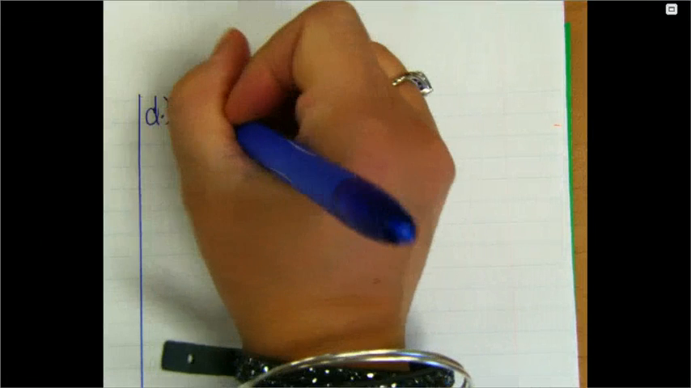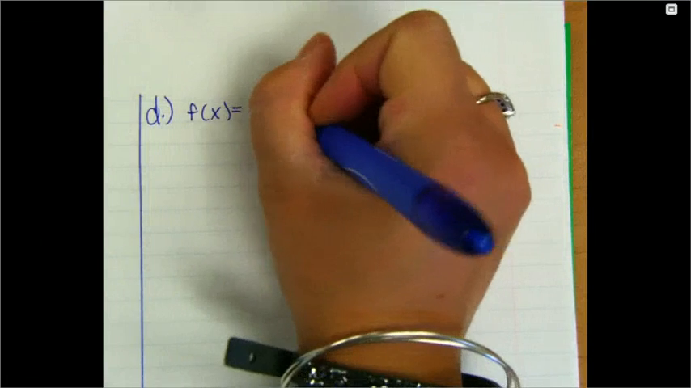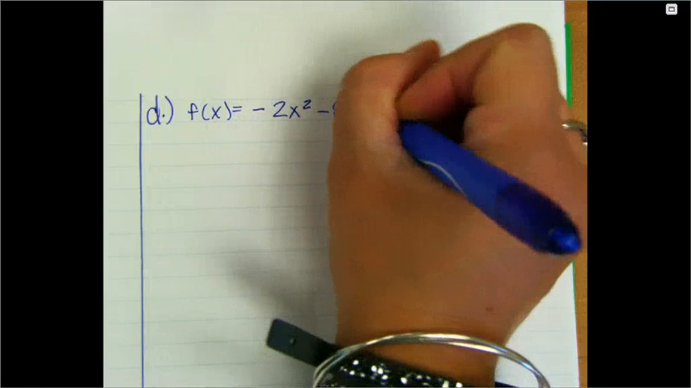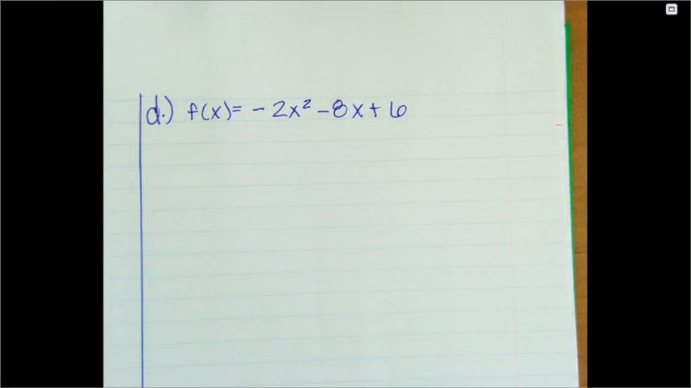Okay, f of x equals negative 2x squared minus 8x plus 6. I want you to talk to your neighbor and decide what you think is happening right now. Raise your hand if you think you have an idea of what is happening. 5 of you, about 6 of you. Isabel?